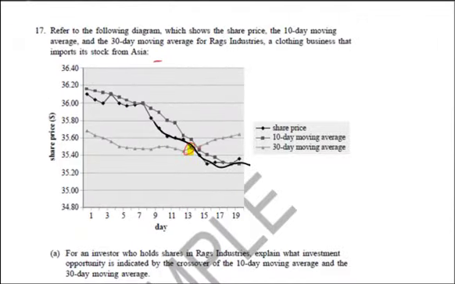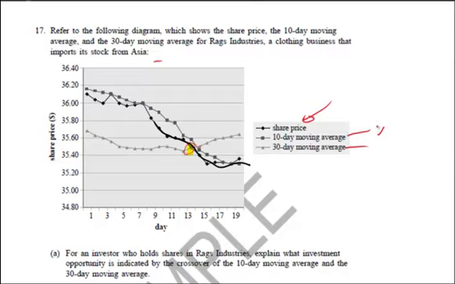Okay, now we're looking at the next question, which is question 17, which is a moving average question. It says on here you've got a moving average of a company called Rags Industries, which is a clothing business, and it's showing you a share price, which is the one with the full square in it, a 10-day moving average, and a 30-day. So this is kind of evening out the bumps over a 10-day range, showing the average prices every 10 days, and this one is showing the average prices every 30 days.